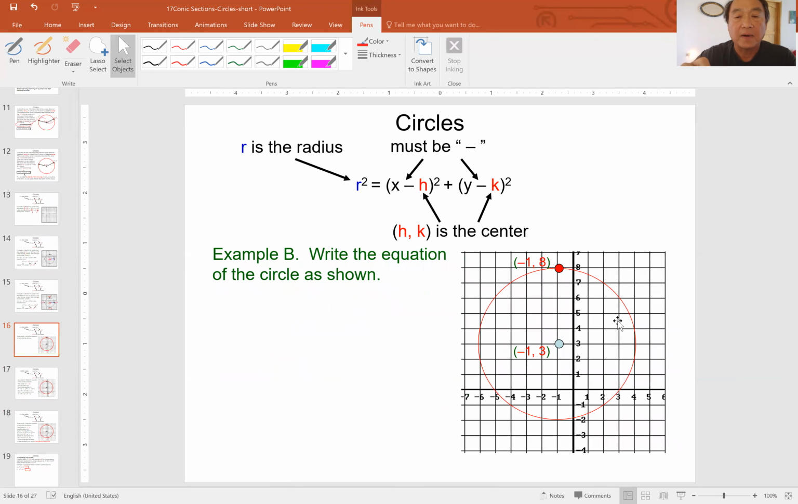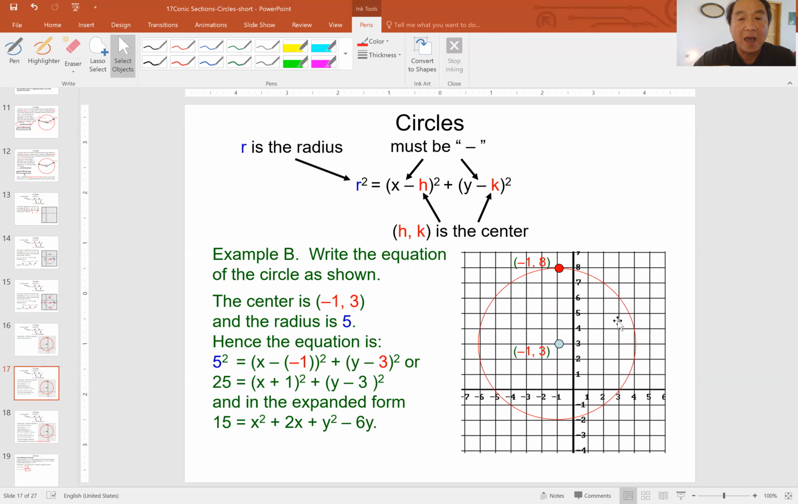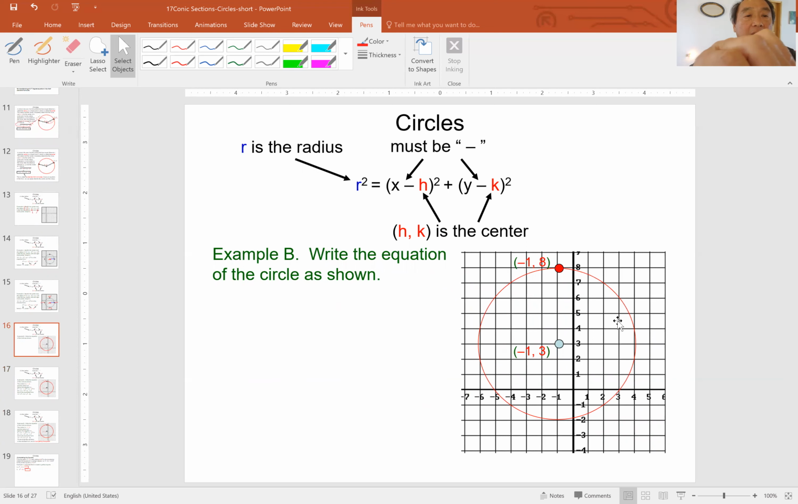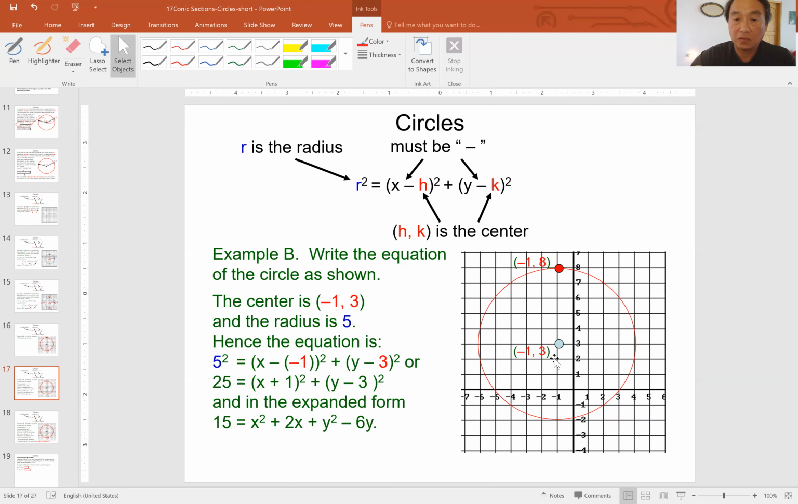Now, if on the other hand I have a picture, I can easily make up the equation. So I know the center and the radius 5. Plug into the standard equation: center is (-1, 3), radius 5. Now I get this equation. When I expand this equation, I get this.